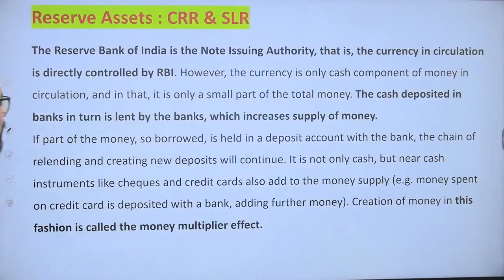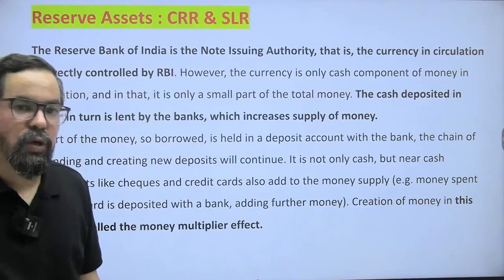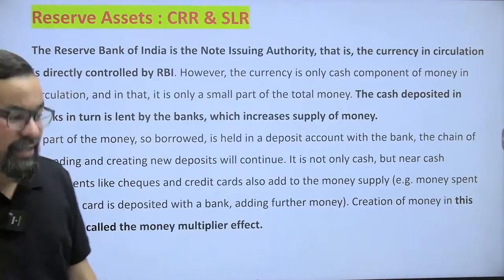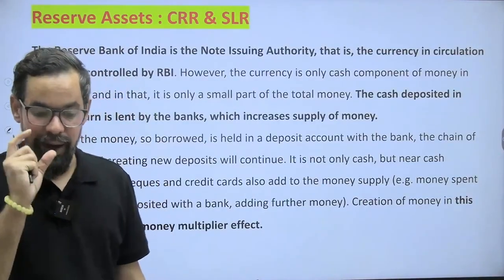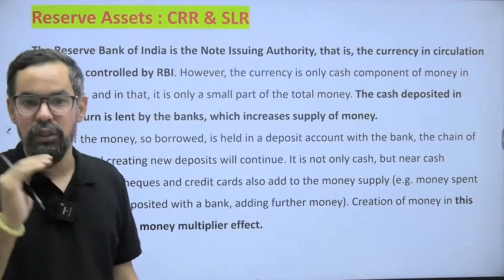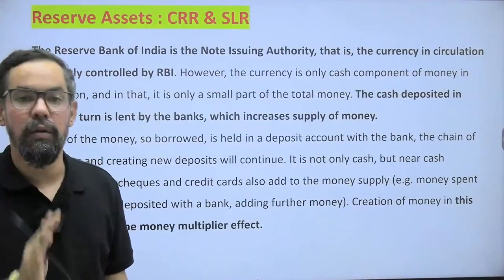So let us move ahead. CRR and SLR, we all know about these. CRR we need to maintain with RBI in the form of cash, and RBI does not pay any interest on this. And SLR is basically a certain portion of their NDTL that a bank needs to maintain in the form of cash, gold and approved securities. Basically these approved securities are government securities.